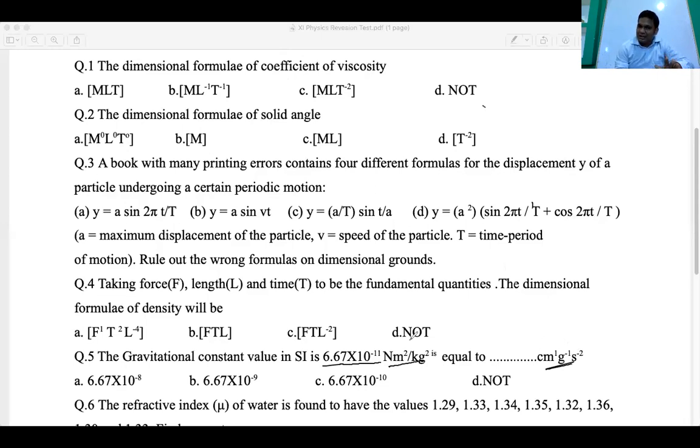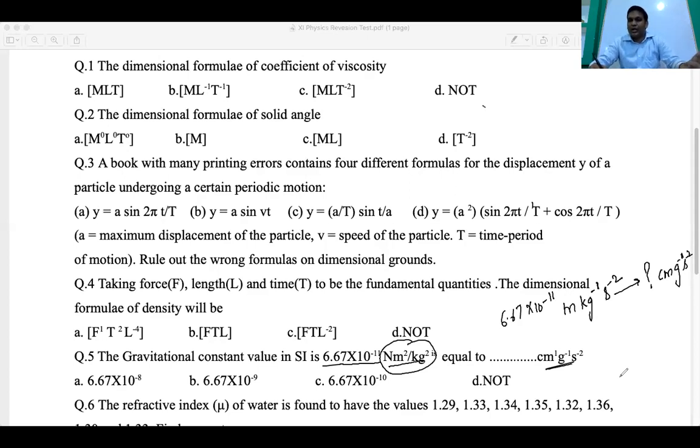So you can see, if you wish to write this one, 6.67 into 10 to the power minus 11, in your SI system you can write here meter cubed, kilogram inverse and second to the power minus 2. And you are willing to calculate in centimeter, gram inverse, second to the power minus 2. Okay, so this is the part we are willing to do now, isn't it? Yes, sir. How can we do it?